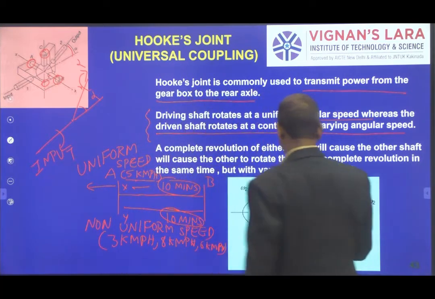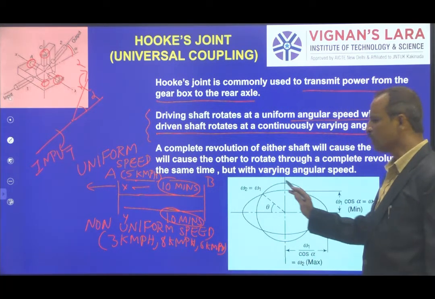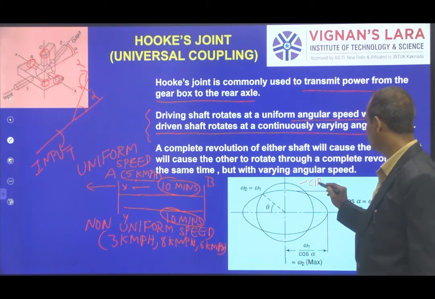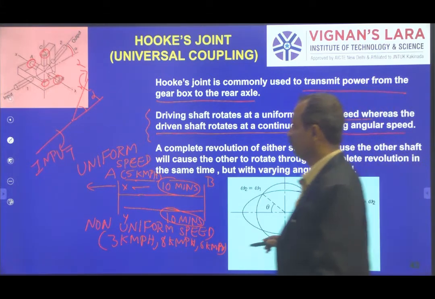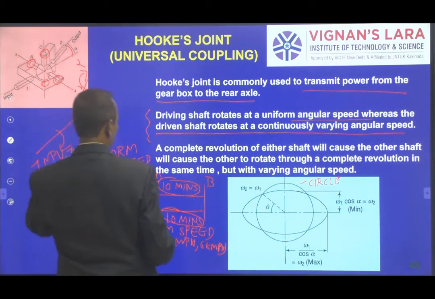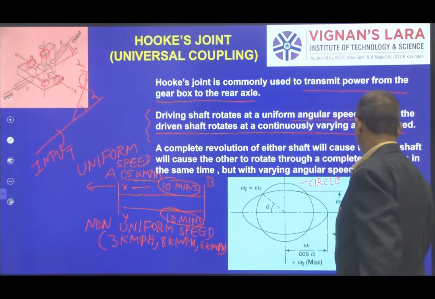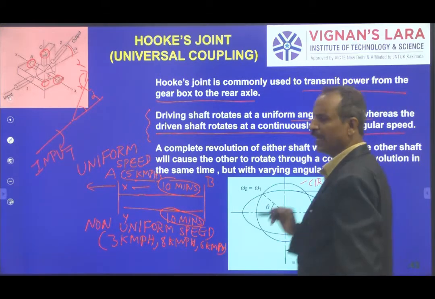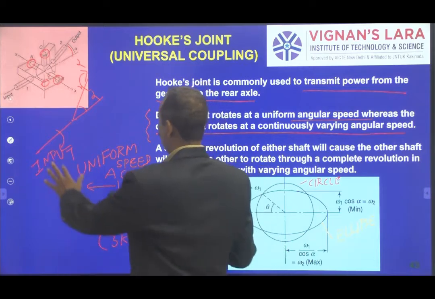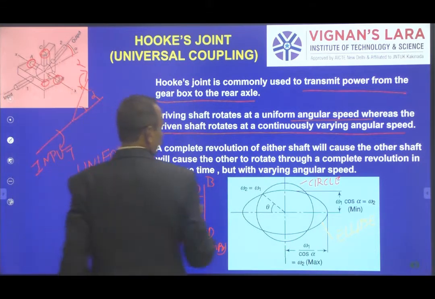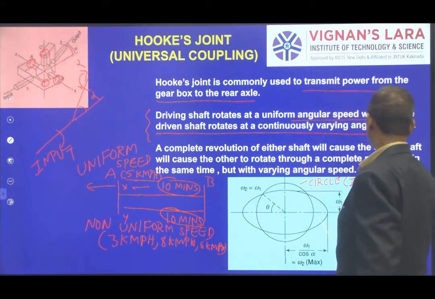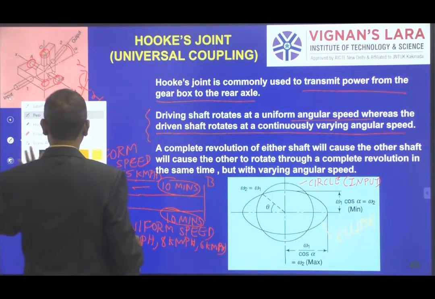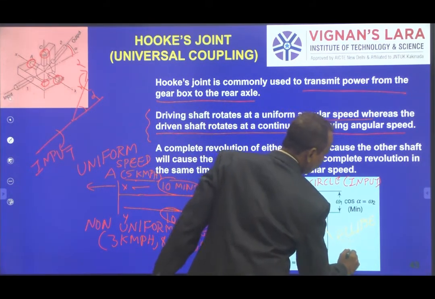You can observe here two curves are shown. One is a circle and the other one is an ellipse. The circle represents the input shaft rotation, whereas the ellipse represents the output shaft.